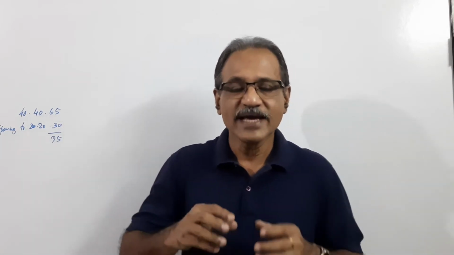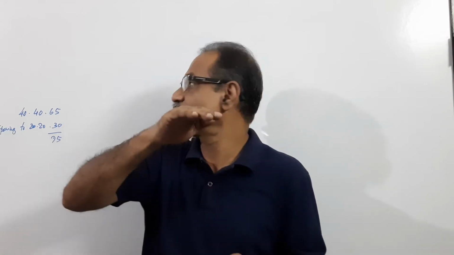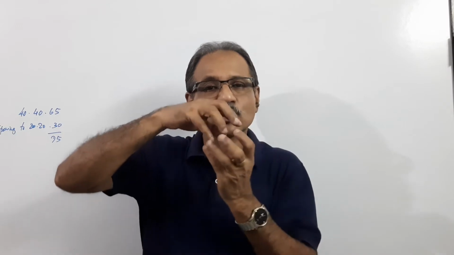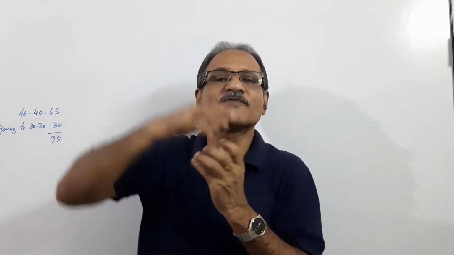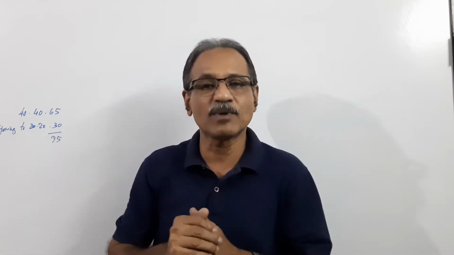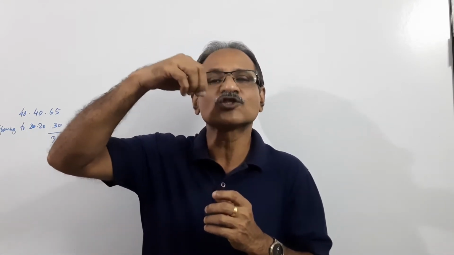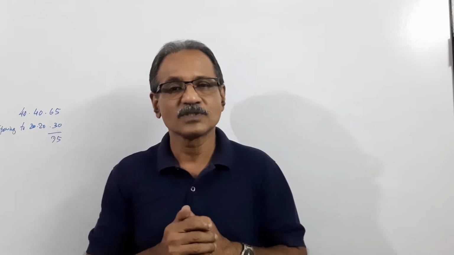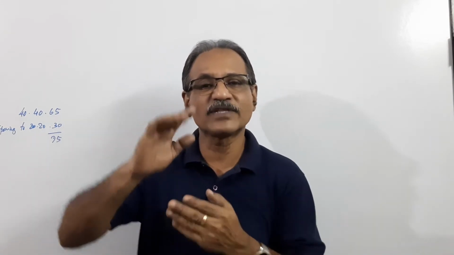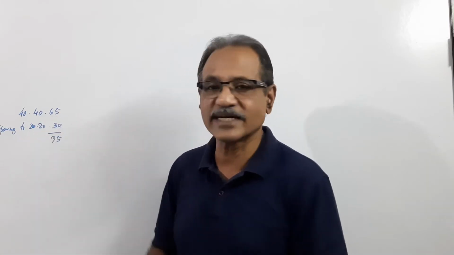I repeat, a square prism 40 mm side, 65 mm long stands on the ground. From the top, it tapers to a frustum of a square pyramid through a height of 30 mm, and it ends with a square of 20 on the top. The 40 square tapers to 20 square on the top through a height of 30. So the total height is 65 plus 30, 95.